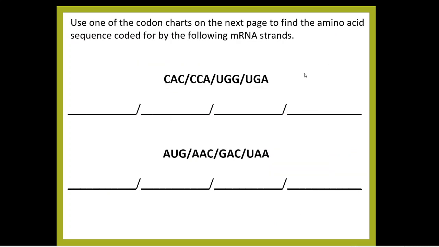Okay. All right, so let's look at how this works. You're going to use one of the codon charts on the next page, you'll see in a minute, to find the amino acid sequence coded for by the following mRNA strands. So the first one we have is CAC. Okay, and so we want to transcribe or translate that.